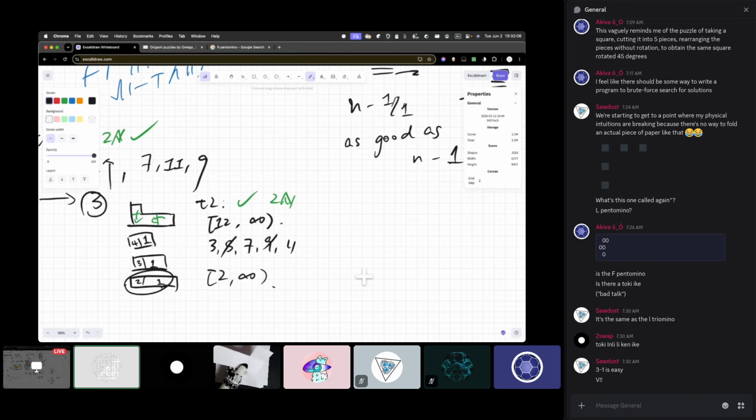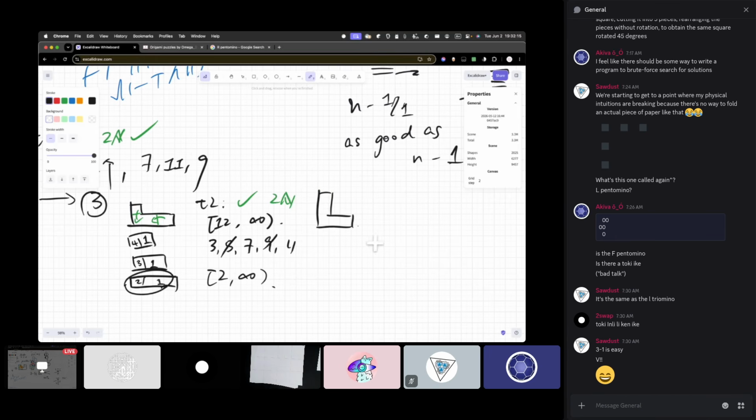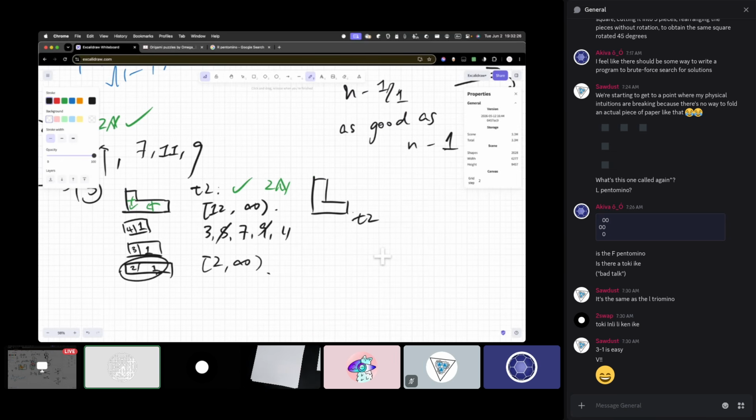Let's look at the, because I was drawing the V pentomino because I saw somebody in chat talk about it. Let's look at the V pentomino. Let's look at T2. Thickness 2. What do we think about thickness 2? Well, I don't know. I was going to say something about being able to construct a 3-1, but that doesn't help us with thickness 2.